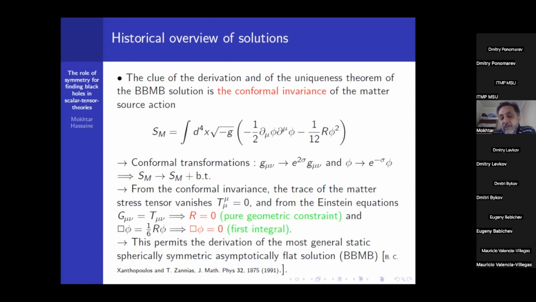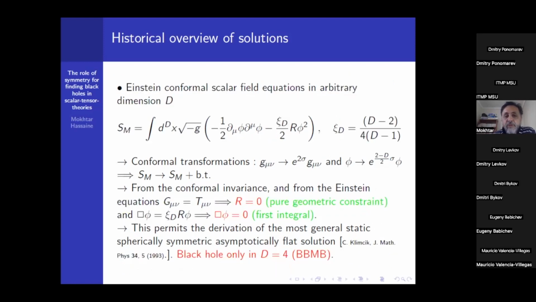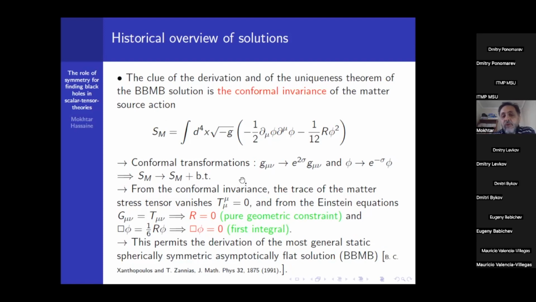Actually, you know that Bekenstein, when he derived his solution, he used this trick. He made the conformal transformation to generate the black hole. It was exactly what he did, Bekenstein. So you can go to higher dimension and ask the same for the matter action.